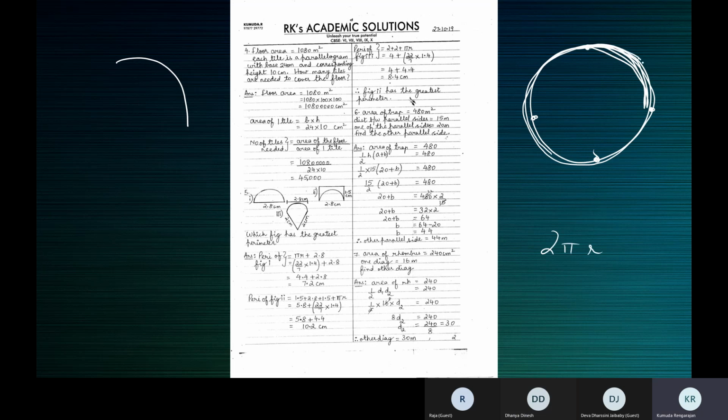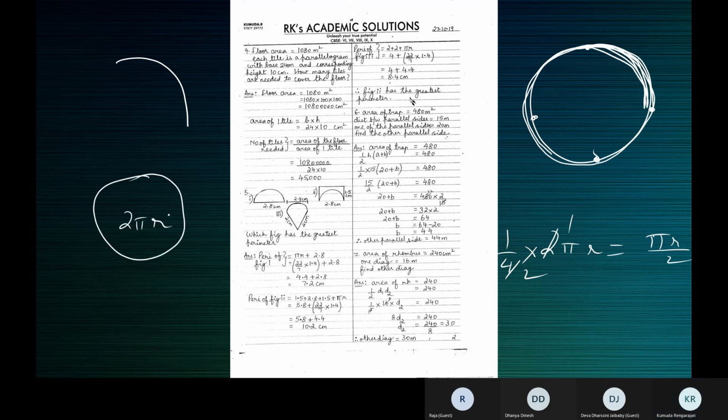And we are talking about 1/4 the length of 2 pi r, right? So it will be 1/4 into 2 pi r, which on simplifying is pi r by 2. The circumference of the circle is 2 pi r. If you divide the circle into four equal parts, the length of each arc will be pi r by 2. This is pi r by 2, this is pi r by 2, and this arc is pi r by 2. All put together will be 2 pi r.